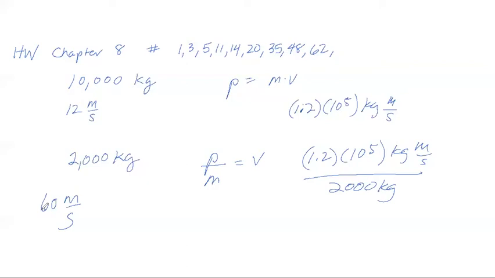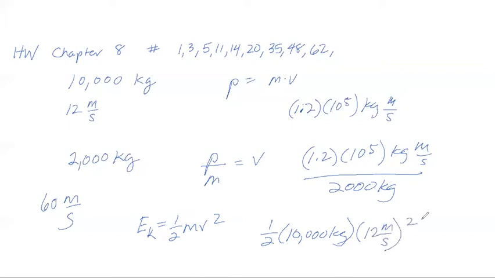Now we need to find out the speed that SUV would have to have in order to have the same kinetic energy. All right, E sub K is going to equal 1/2 mv squared. So we've got 1/2 times 10,000 kgs times 12 meters per second quantity squared. And we want to set that equal to 1/2 times 2,000 times v squared.